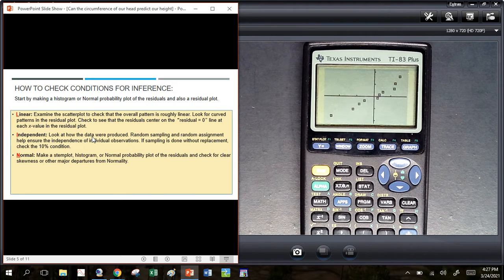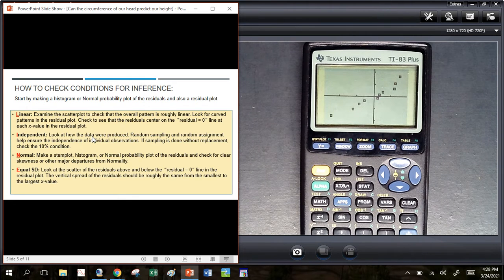Now, we already did the normal probability plot of the residuals, and there was no obvious skewness. There were no obvious outliers. So in fact, we still have it up right here. So therefore, it's pretty safe to assume that the distribution of residuals would be roughly normal.